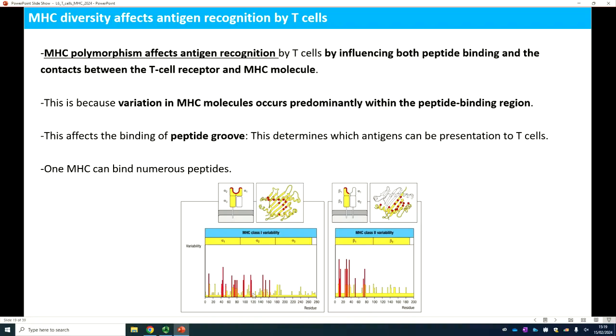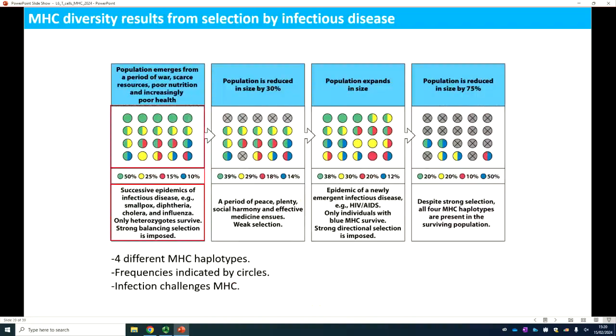So you can see that the variability is all within alpha 1 and alpha 2, which is in the peptide groove, or all within beta 1 for MHC class 2, again within the peptide groove. Okay? So it's really that variability that's determining what antigens and how the antigens are being presented to T cells.